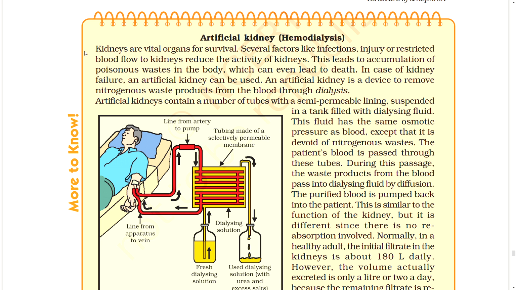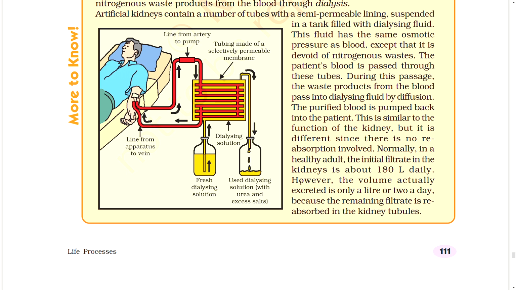The purified blood is pumped back into the patient. This is similar to the function of the kidney, but it is different since there is no reabsorption involved. Normally, in a healthy adult, the initial filtrate in the kidneys is about 180 liters daily. However, the volume actually excreted is only a liter or two a day, because the remaining filtrate is reabsorbed in the kidney tubules.